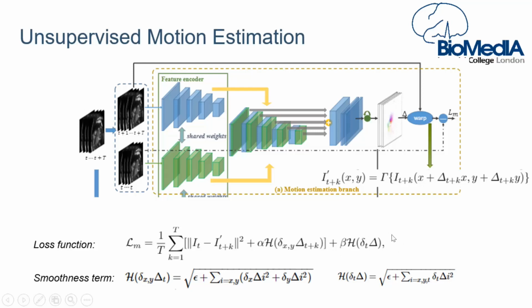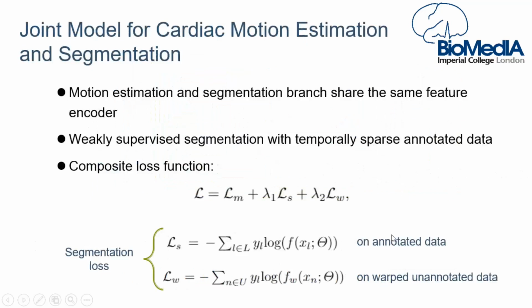Since we know these two tasks are related, we propose to jointly train these two networks by combining them to share the same feature encoders.